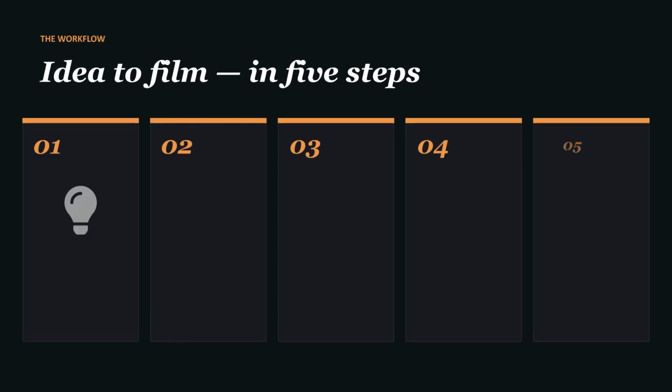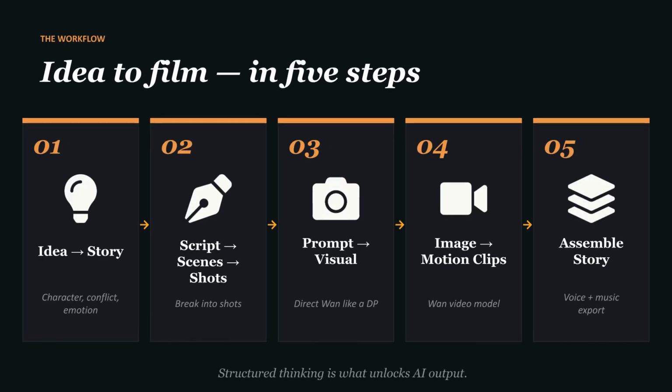Now let's look at the full workflow. There are five steps. First, idea to story. Second, script to scene and shots. Third, prompt to visual. Fourth, image to motion clips. Fifth, assemble the story. This structure matters because AI works better when the task is broken down.